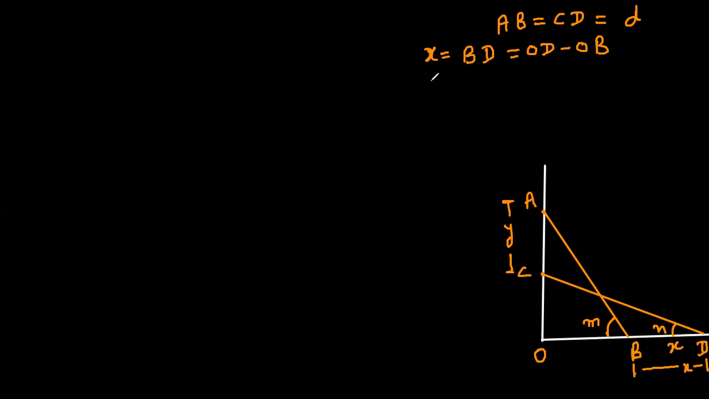Similarly, this small y, which is AC, is the same as OA minus OC. And we just need to find x over y. Since AB and CD are both d, we will take triangle AOB first. So in triangle AOB, can you find sine theta and cos theta?